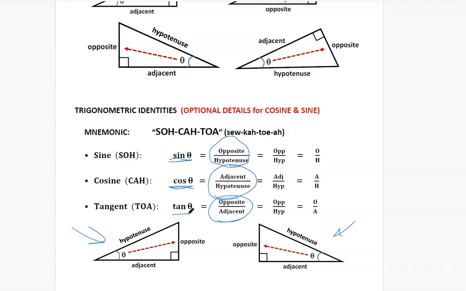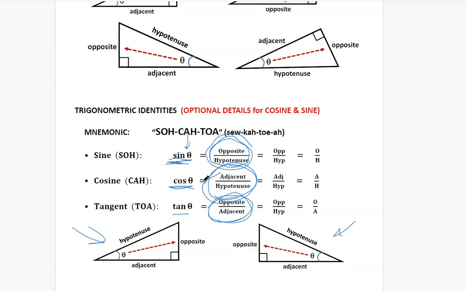And if you were to look at the other angle, you're now going to switch opposite and adjacent, so all of these will be different ratios. But these are all ratios of lengths that you can get from a calculator by typing in the angle and hitting the sine button, the cosine button, or the tangent button, depending on which ratio you're interested in.